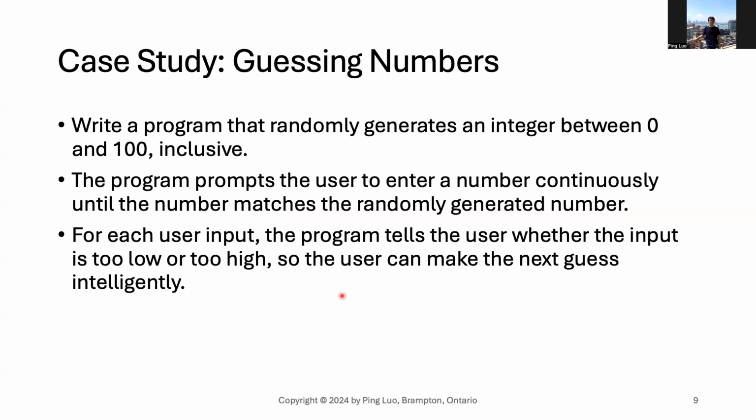So let's see a case study example. We write a program that randomly generates a number between 0 and 100. We can use Math.random to generate this number. The user can also input a number, and we check if the user's input is the same as the randomly generated number. If it's the same, we say something. If it's not the same, we generate another number again and again until the user gets that number. Let's see how we can do it using a program.